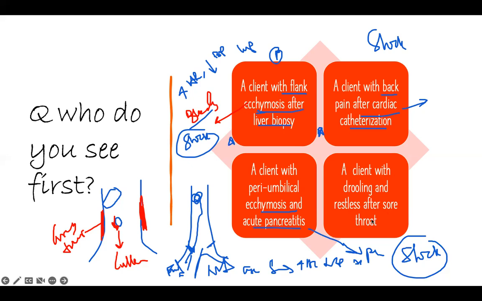That means, who do we see? Well, a client with drooling and restless after sore throat. He has sore throat, and now he's drooling and he's restless. That's your airway. So I pick this. In your test, they're not going to give you three shock symptoms. I intentionally do that. I just want to emphasize these key diagnoses. So the answer is number 4.